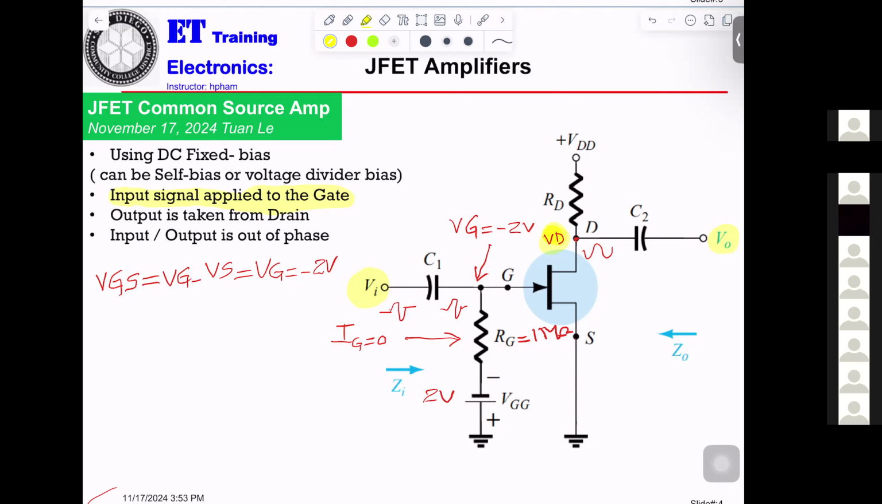Now, input impedance. You can see right here. That means from the input signal looking into the amplifier, whatever resistance you get, that's the input impedance. Okay? And the output impedance means from the output looking into the amplifier. No matter what resistance you see, that will be the output impedance.